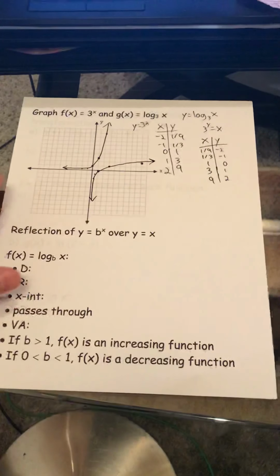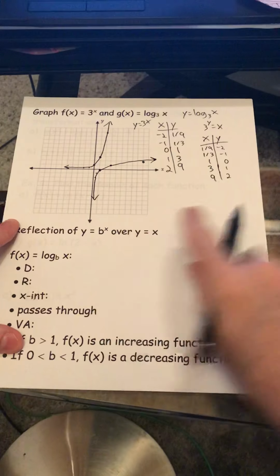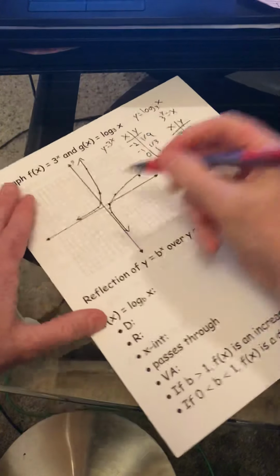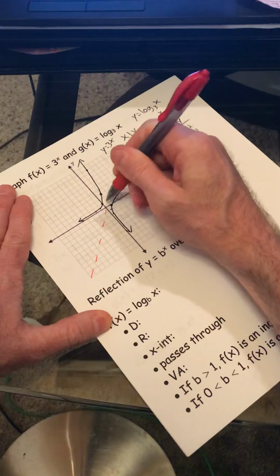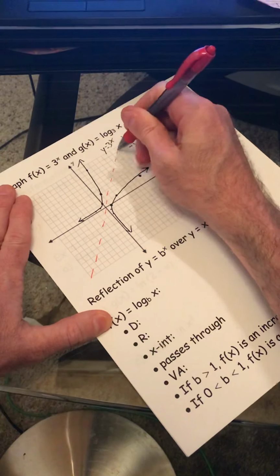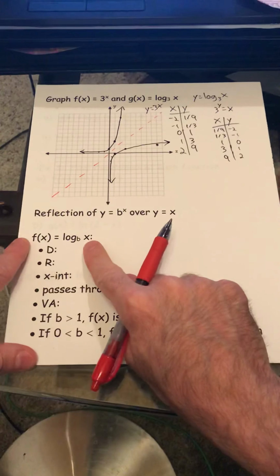that. All right, so these are reflections over the line y equals x. If you want to, you can even sketch that in, and you can even see that. Inverses are reflections over the line y equals x.